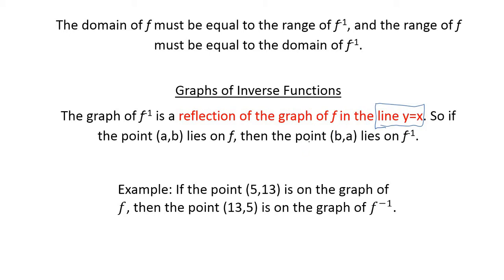Okay, that has an interesting property as well. So if the point (a, b), whatever (a, b) is, is on f, then just switch them, right? The domain value becomes the range value, and the range value becomes the domain value, and that point lies on its inverse. So let's put a numeric example of that. If the point (5, 13) is on the graph of some function, then the point (13, 5), just switch them, must be on the graph of its inverse.